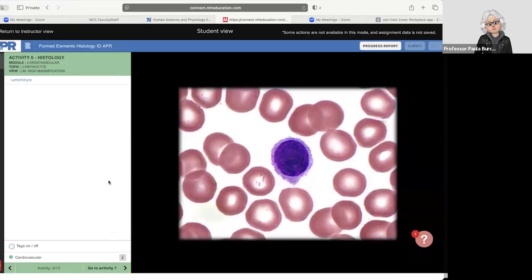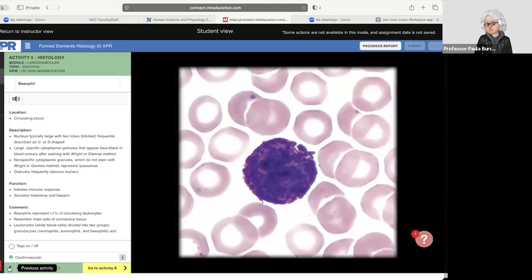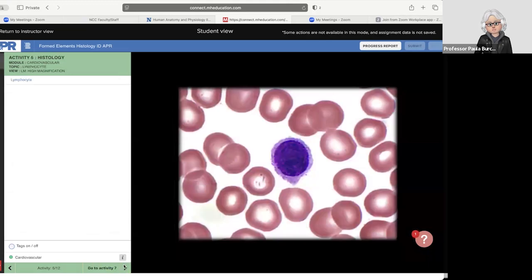Going on to the next one, the lymphocyte. So notice with the lymphocyte, do you see this little, what I like to describe as a halo around the nucleus? The nucleus is really large. See how that is similar to the basophil? To be able to distinguish these two, what you need to look for is this halo. If you see a halo of cytoplasm, and that's what it is because this is the nucleus, then it's going to be a lymphocyte.